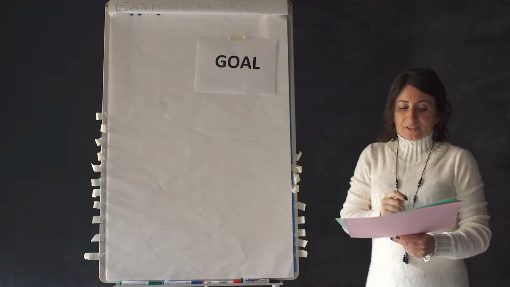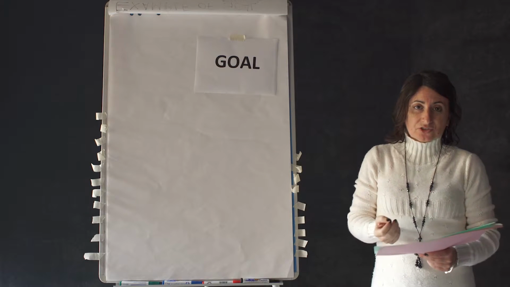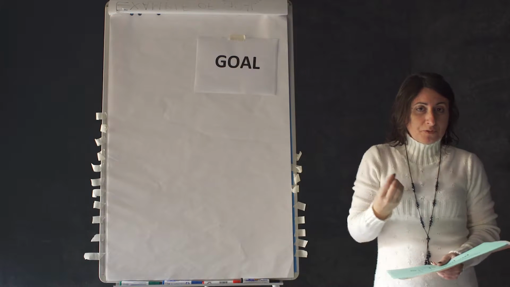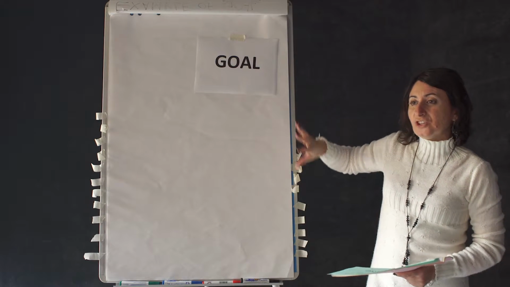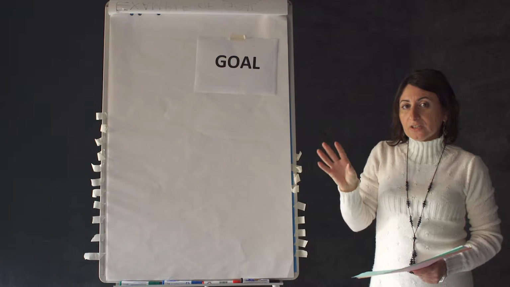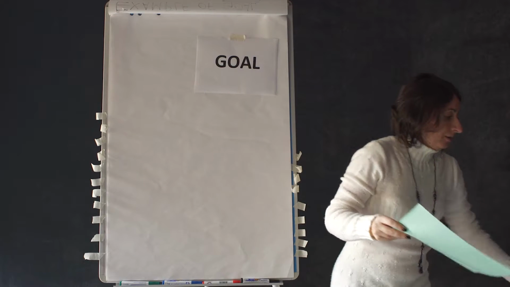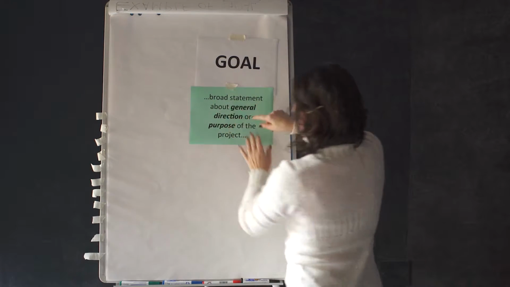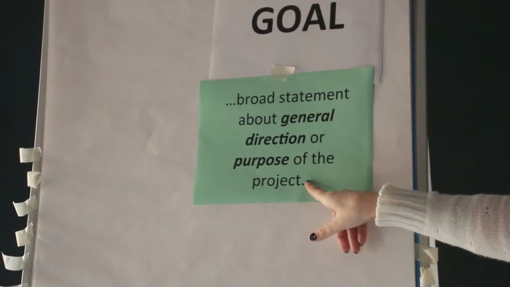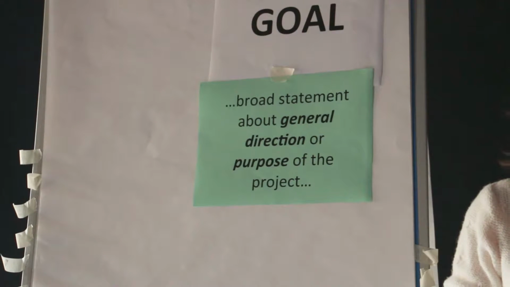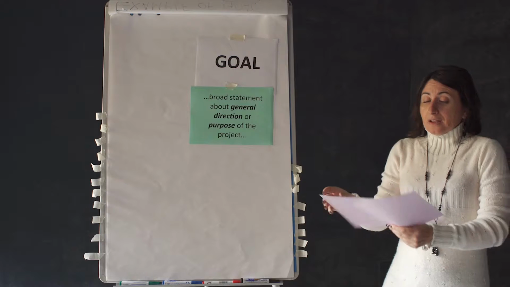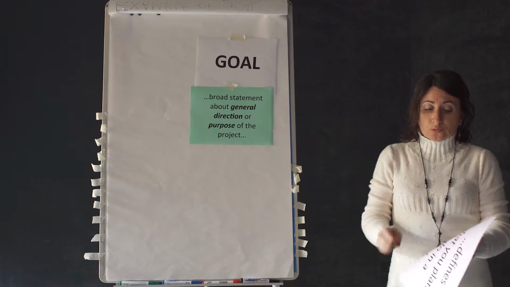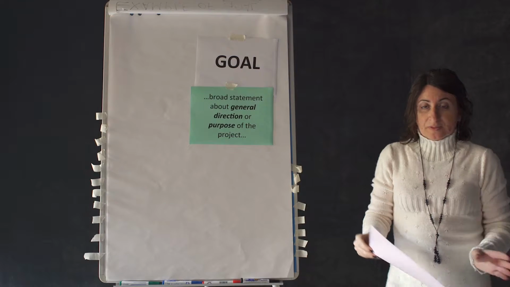Goals usually are broad statements about general directions or purpose that you want to achieve with your project. It is the general idea that you want to catch through the activities that you are doing during your project. So remember, general direction or purpose of the project. It's not something specific. Also, a goal or an aim defines what you plan to do in the project.